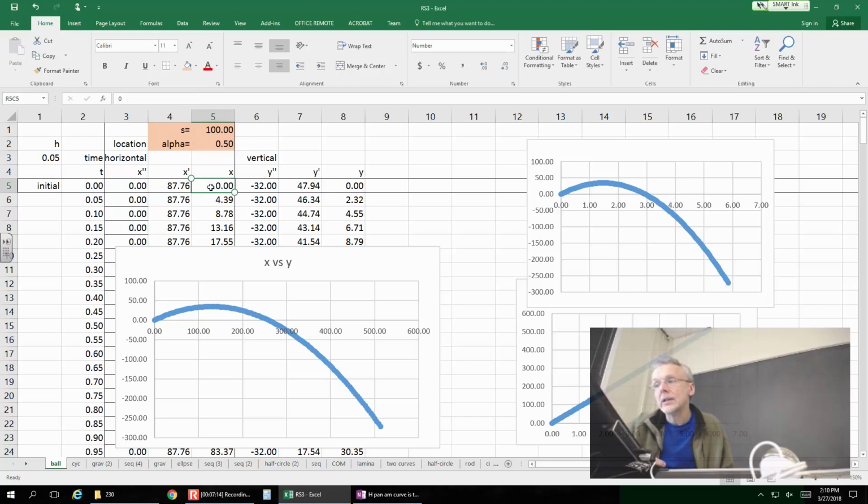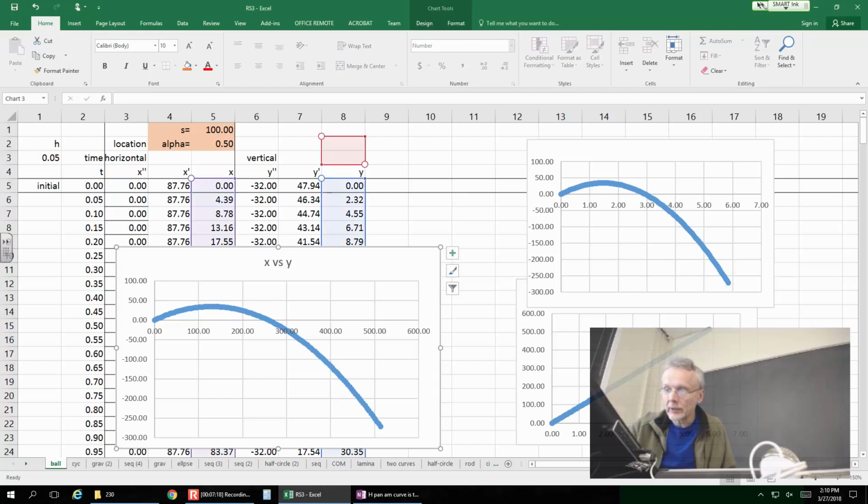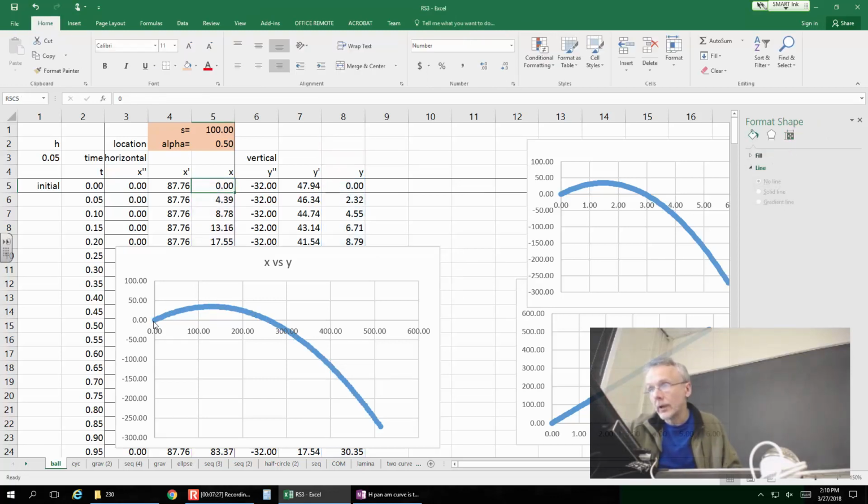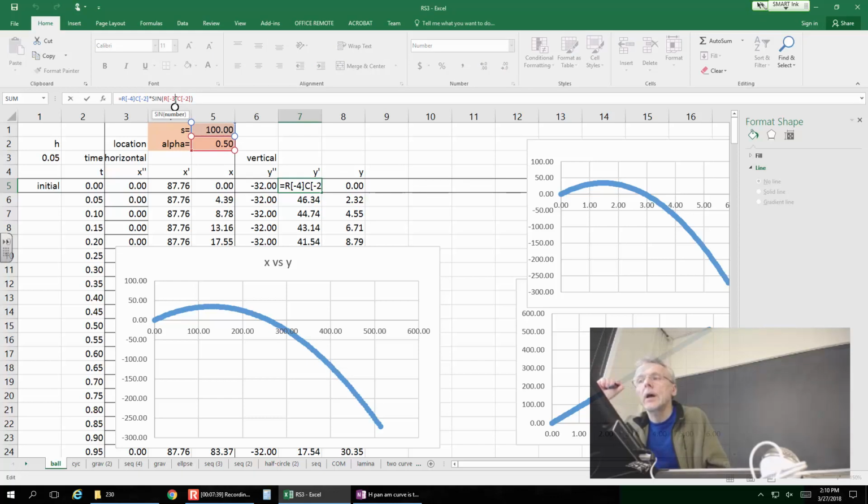Then we go to the next number to our right. Next one is our initial location, and it is 0. So we will be shooting from right here, from the 0, 0 point. Now looking at the same for the vertical three numbers. Vertical acceleration is -32. Vertical initial velocity, what is it? Once again, we'll look at the formula, and you can see here it is S sine alpha.